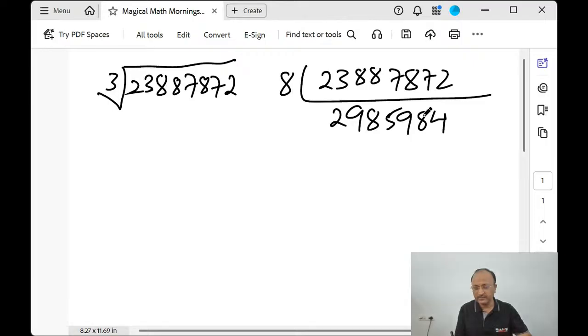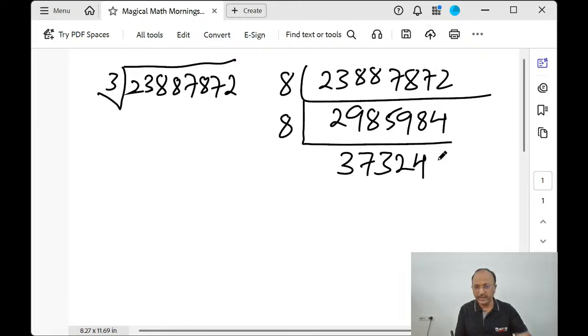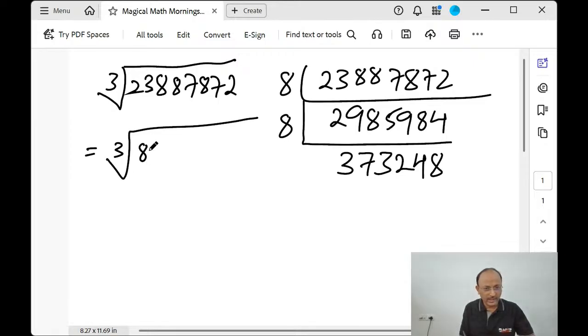Again, this is further divisible by 8. I want to bring it to as small a number as possible. 8 threes are 24, 58, 8 sevens are 56, 8 threes are 24, 8 twos are 16, 8 fours are 32, 8 eights are 64. Now we write this as the cube root of 8 into 8 into 373248.